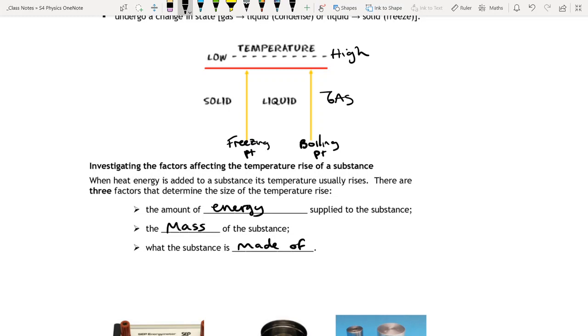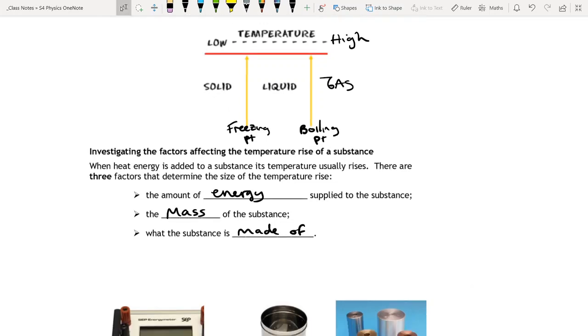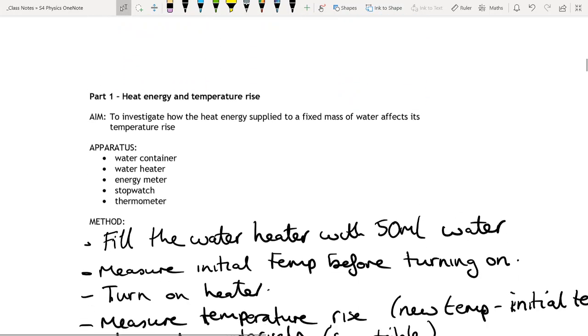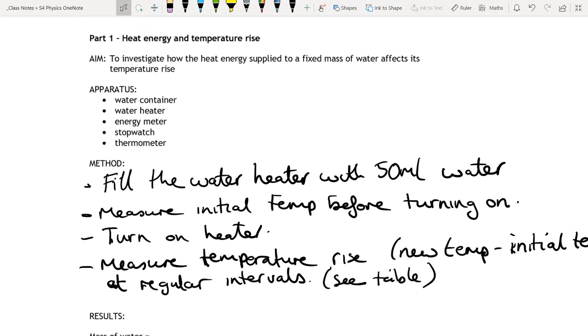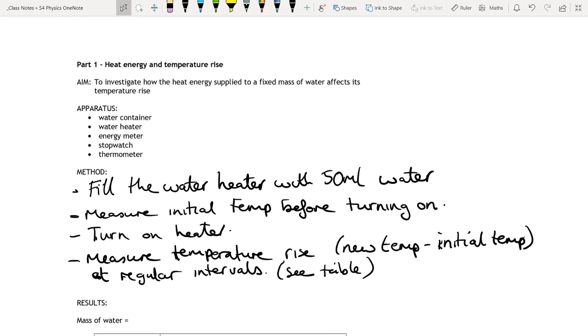So the amount of energy supplied to the substance and the temperature rise. Okay? So heat energy and temperature rise. You've got a little bit of writing to do. So we're going to investigate how the heat energy supplied to a fixed mass of water affects its temperature rise.